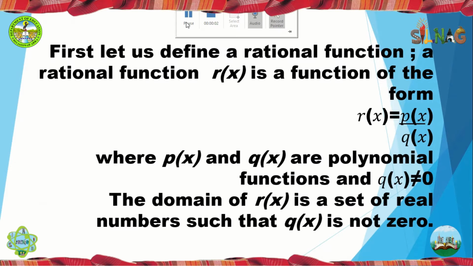First, let us define a rational function. A rational function, r of x, is a function of the form r of x is equal to p of x over q of x, where p of x and q of x are polynomial functions and q of x is not equal to 0. The domain of r of x is a set of real numbers such that q of x is not 0.